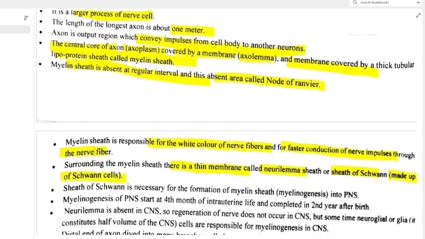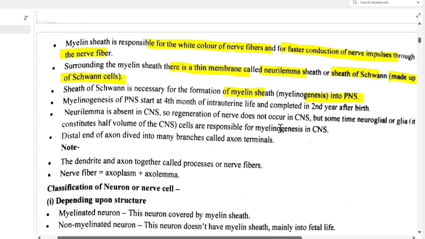The sheath of Schwann is necessary for the formation of the myelin sheath in the PNS. In the peripheral nervous system, these Schwann cells form the myelin sheath, and myelinogenesis of the PNS starts at 4 months. If anyone asks when myelinogenesis starts in the peripheral nervous system, the answer will be the 4th month of intrauterine life, completed by the 2nd year after birth.